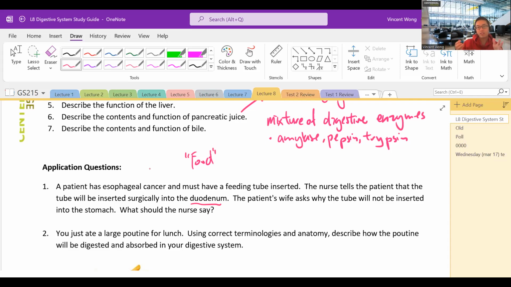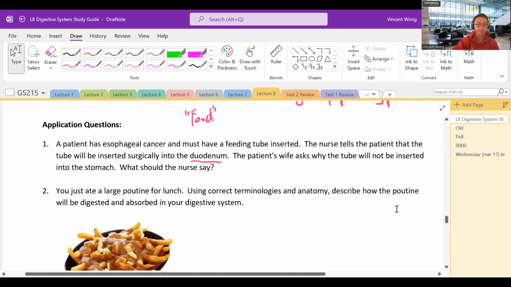And a second reason is you don't want to be inserting any kind of tube into the stomach unless you absolutely have to, because the stomach is a very acidic environment. It will cause erosion of whatever you're trying to insert into the stomach. And you don't want stuff leaking out from the stomach either, which could irritate your abdominal cavity. So that's the main reason.